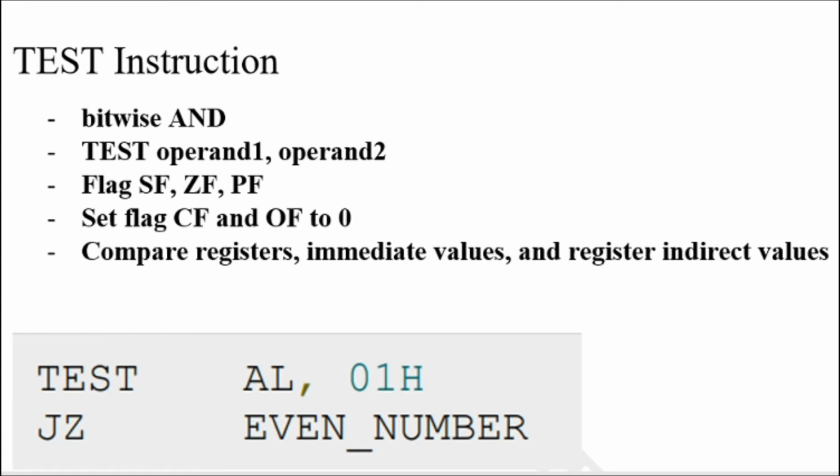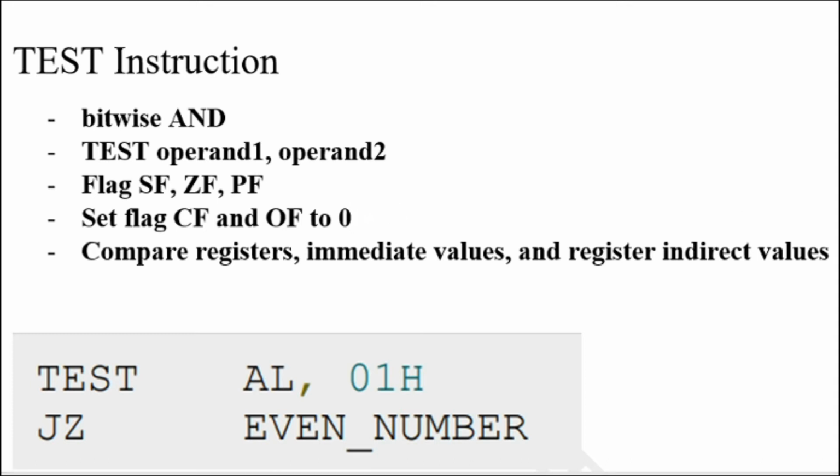So welcome back. Today we will be talking about the test instruction. The test instruction is just like the bitwise AND instruction, so they perform the same thing. The test instruction uses the same syntax as the AND instruction. So instead of AND, we just use test. So we get test operand 1, operand 2.